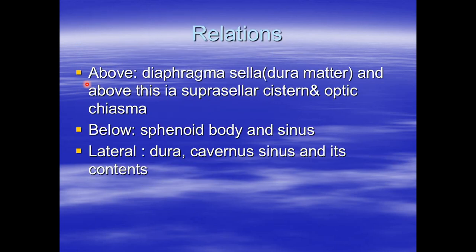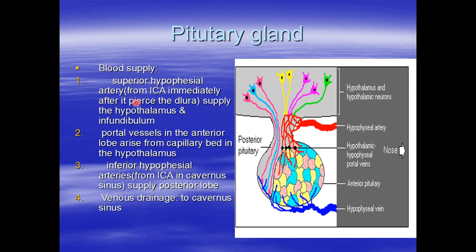Now, what about the anatomical relations of the pituitary gland? Superiorly, we have the diaphragma sellae, which is a diaphragm of dura mater covering the sella turcica, and above the diaphragma sellae, we have the suprasellar cistern and the optic chiasm. Inferiorly, we have the sphenoid body and the sphenoid sinus. Laterally, it's limited by the dura and the cavernous sinus on the right and left sides, with all the contents of the cavernous sinus. So what's the blood supply of the pituitary gland? It is supplied by the superior hypophyseal artery, which is a branch of the internal carotid artery.